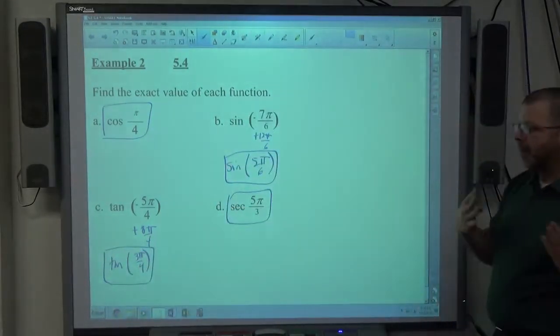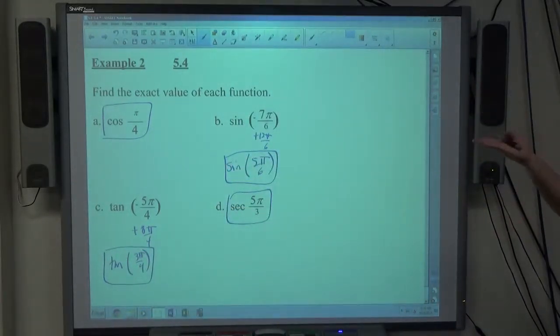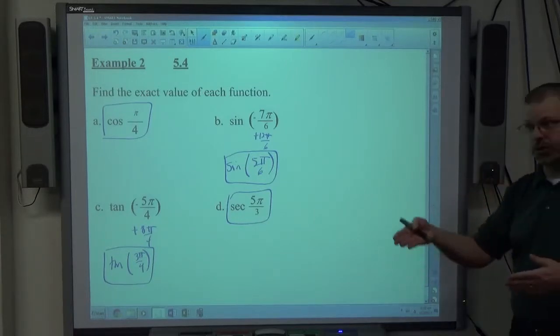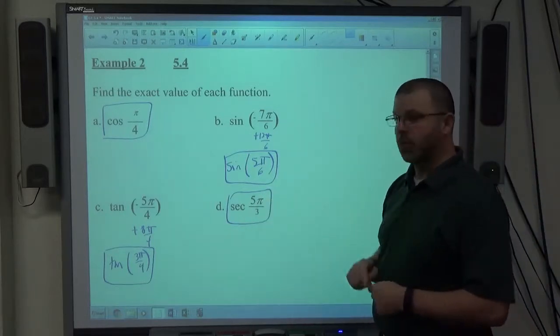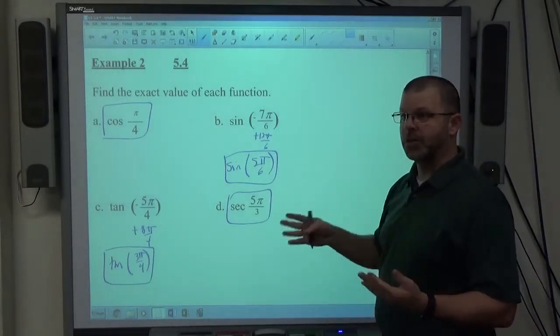All right, so basically for A, I just want to find the cosine of pi over 4 and I'm done. For B, I want to find the sine of 5 pi over 6 and I'm done. The other two I have to find both sine and cosine because tangent is sine over cosine, so y over x. Secant is 1 over x, so we just have to find cosine and reciprocate it.